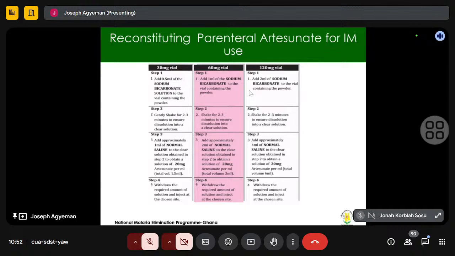Are you okay? You have 0.5 mils, and you want your final concentration to be 10 milligrams per mil. What do you do if it's for IV administration? You only raise the volume to 3 mils so that it will now be 30 milligrams containing 3 mils. Then if you pick each mil, it will contain 10 milligrams for IV administration. Are you okay? Yes, sir.